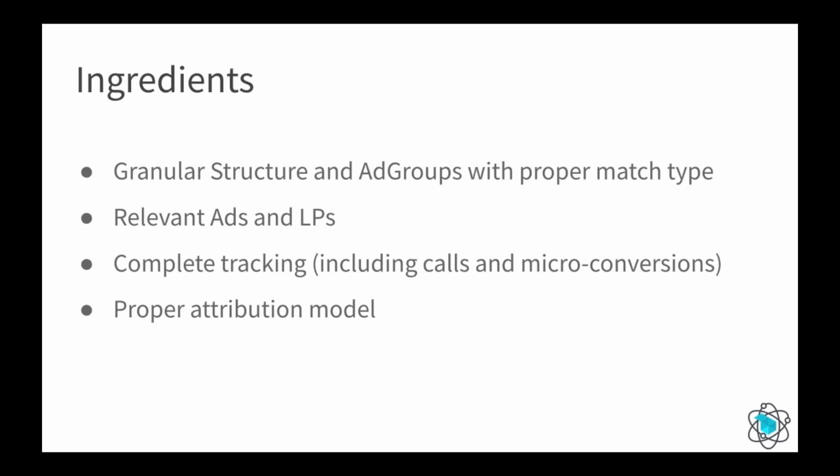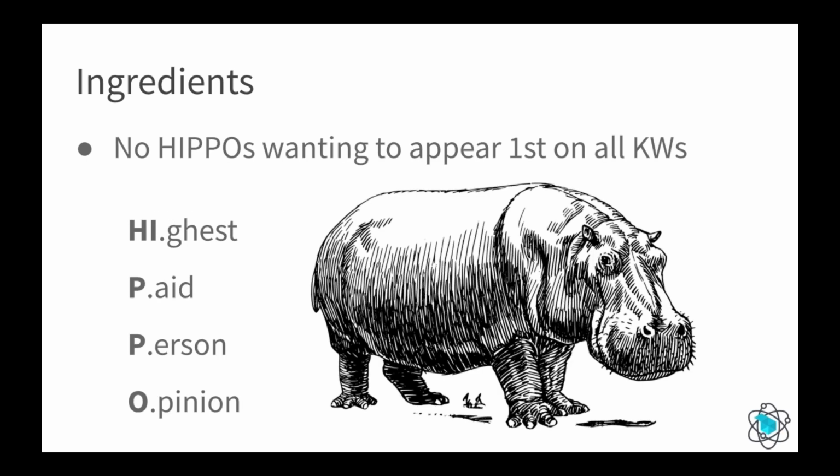Obviously, you need to have relevant ads and landing pages, but also something not so often found: you need to have complete tracking, meaning also including calls and micro conversions that are happening on the website. And finally, obviously, to have a proper attribution model, or at least something that you consider reliable enough. So if you have that, then you're good. You can really jump into the bidding model conversation. But there's just one more thing that you need to make sure is ironed out: no HIPPOs.